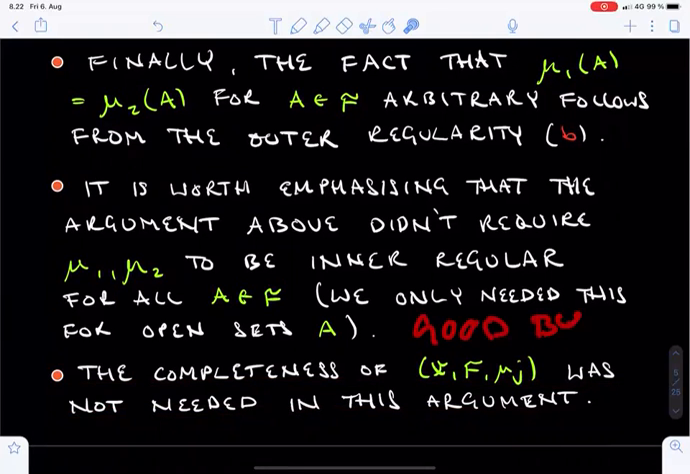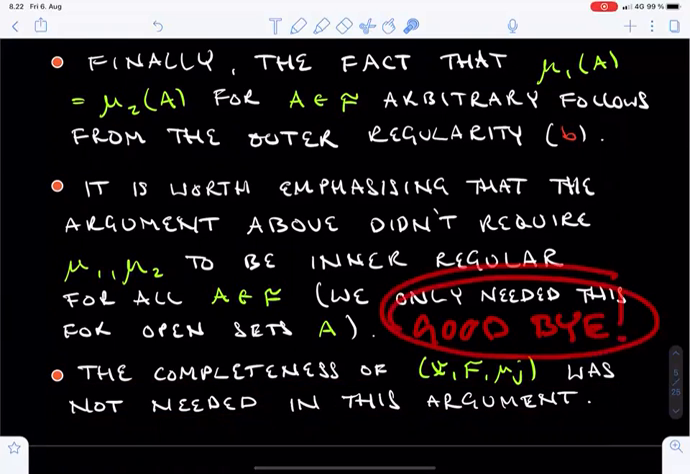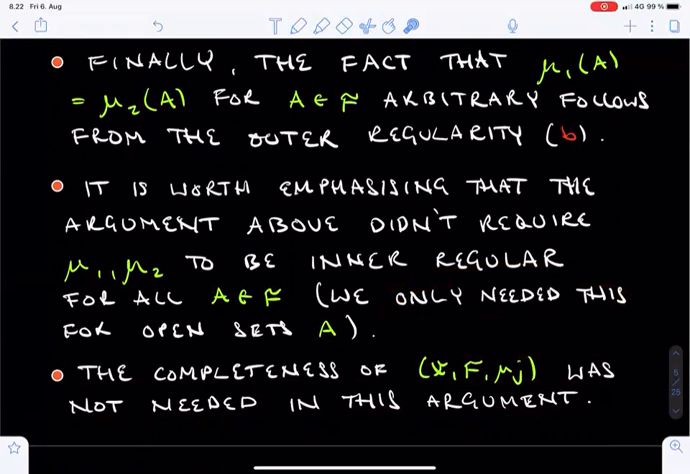In the next lecture, we will turn to the more essential part of the Riesz representation theorem, the existence of the sigma algebra F and the measure mu.